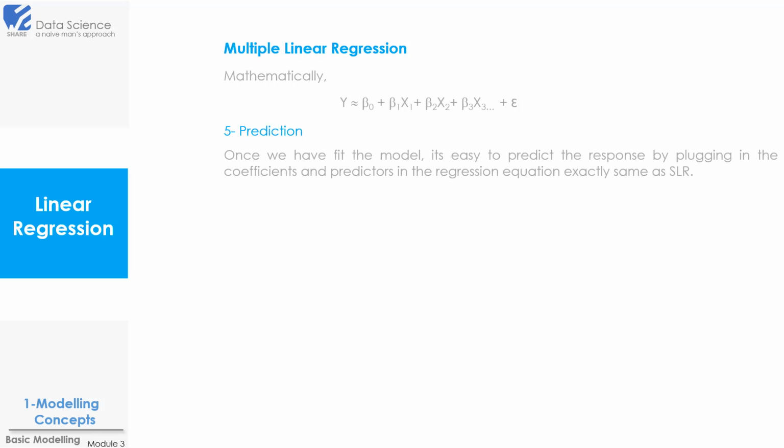After this, once all the previous steps are performed and our model is ready, we can use it for making the prediction. Now it's very easy to predict the response. We just have to plug in the coefficients and the predictors in the regression equation, and this will give us the predicted response variable. So that is how we do multiple linear regression.